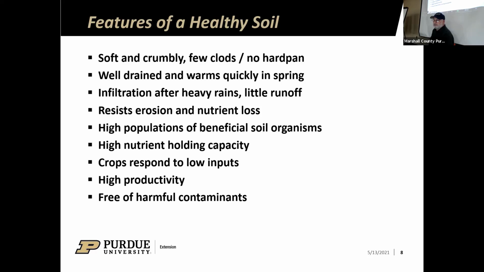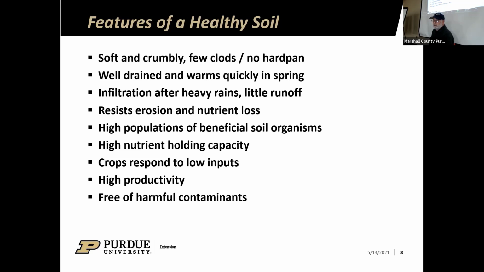Resist erosion and nutrient loss. Soil leaving the site takes nutrients with it. And again, we're losing that soil that takes a long time to build. High population of beneficial soil organisms that's tied to healthy soil. As soils get depleted of organic matter, the soil organisms shift to less healthy organisms and less of them. High nutrient holding capacity, and crops respond to low inputs because of the fact that we build our soil.